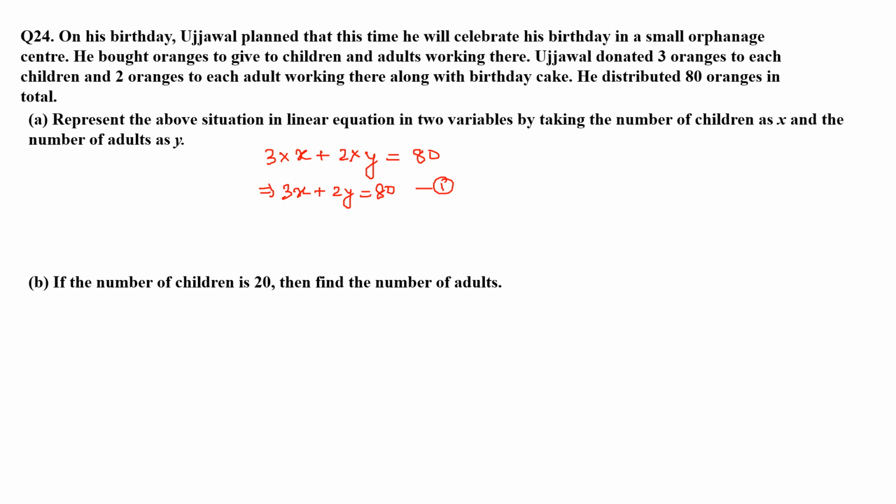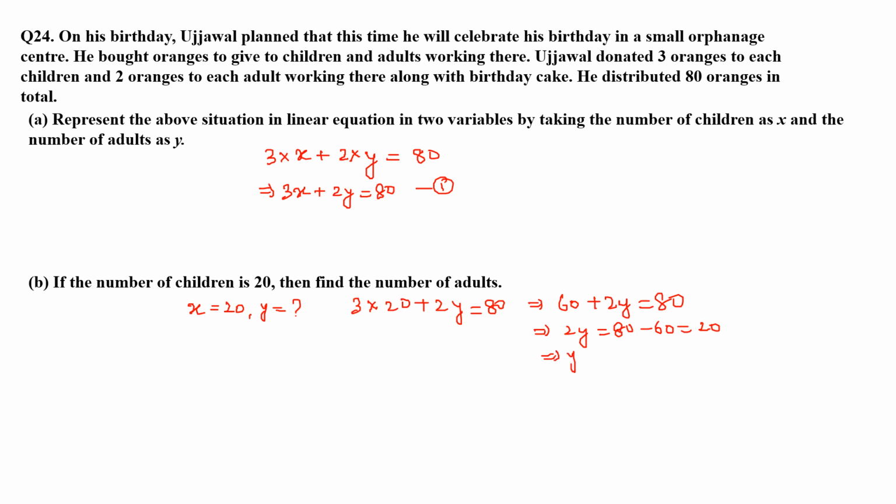Next is, if the number of children is 20, find the number of adults. Children is represented by x. So if x is 20, find the value of y. Let's put the value of x as 20 in equation 1. So 3 into 20 plus 2y equal to 80. 3 into 20 is 60, plus 2y equal to 80. From here 2y is equal to 80 minus 60, which is 20. So the value of y will be 20 by 2, which is 10. So there are 10 adults.